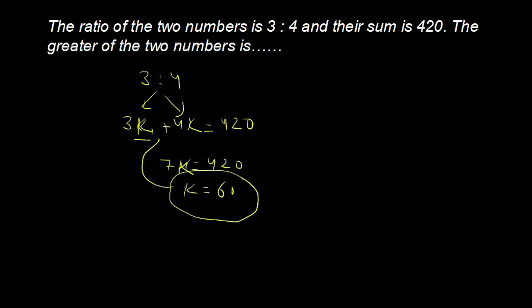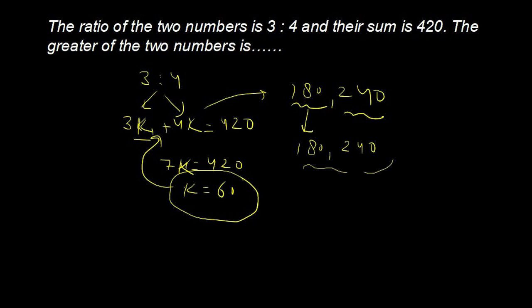Now let's put the value 60. 3 into 60 is 180 and 4 into 60 is 240. So the first quantity is going to be 180 and the second quantity is going to be 240. Okay, so let's come to the next problem.